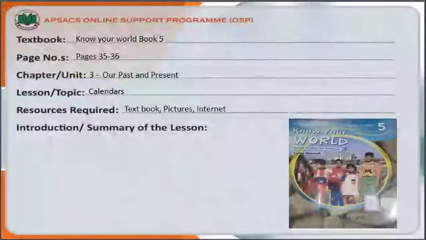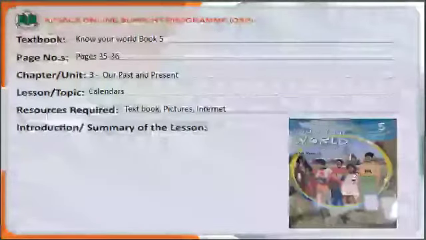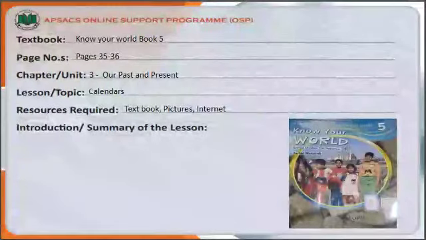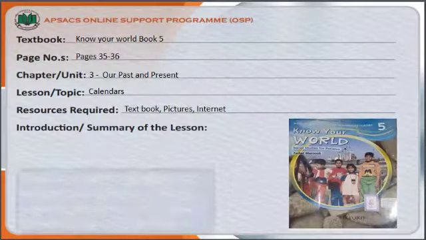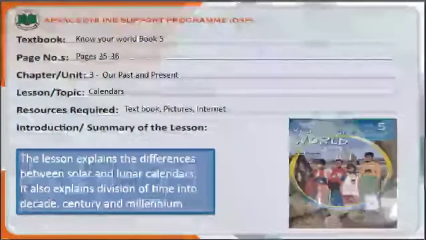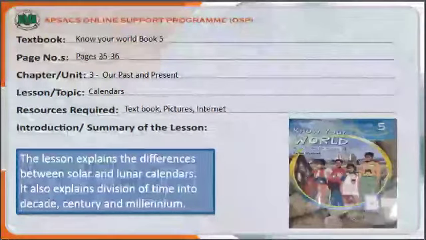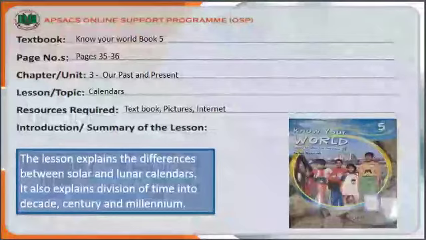For this session, you require Know Your World Book 5, pages 35 and 36, Unit 3, Past and Present, topic: Calendar. This topic is for revision. You will need the textbook, pictures, and internet. Summary of the lesson: in this lesson you learn about the differences between solar and lunar calendars. It also explains the division of time into decade, century and millennium.